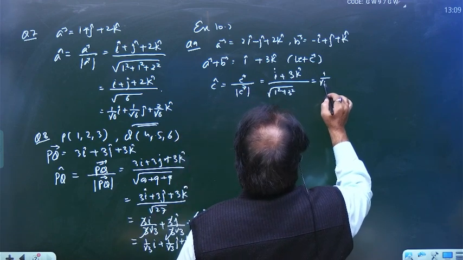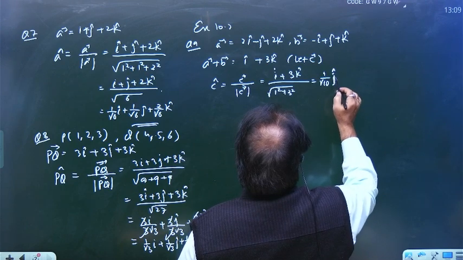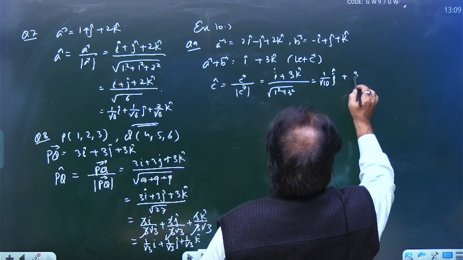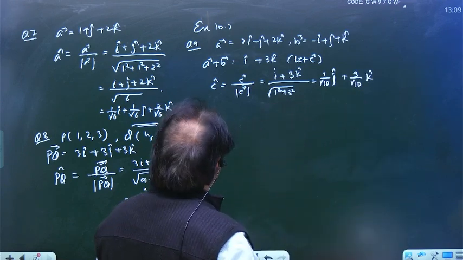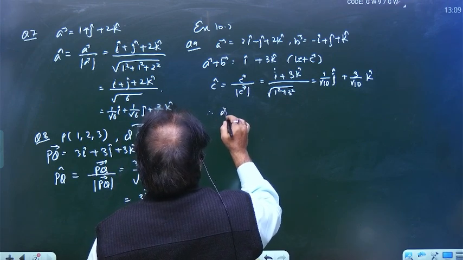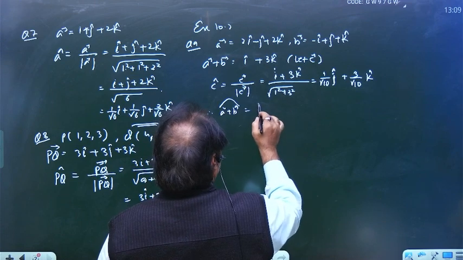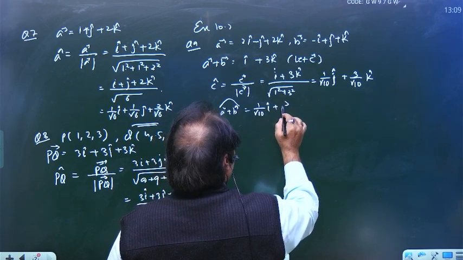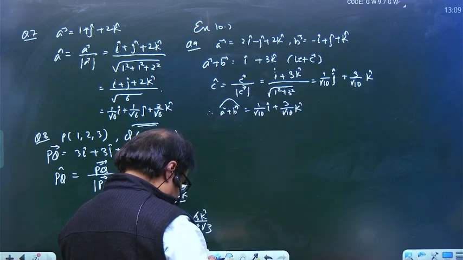So 1 by root 10 i cap, and there is no j cap, so it will be 3 by root 10 k cap. Therefore the unit vector of a plus b is equal to 1 by root over 10 i cap plus 3 by root over 10 k cap.